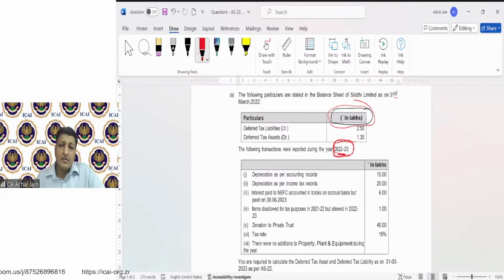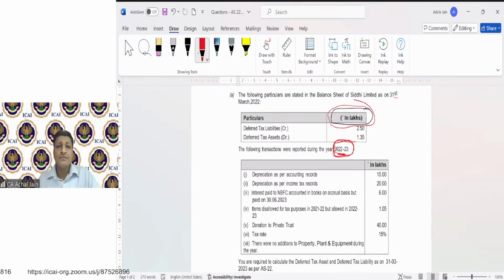Donation to a private trust, 40. Tax rate is also given to us, 15%. And there were no additions to property, plant, and equipment during the year. You are required to calculate deferred tax asset and deferred tax liability as at 31st March 2020 as per the requirements of AS 22. So you can just start solving this on your own. I am also getting onto the solution, but I would suggest that you don't follow me. Solve this on your own and start sharing your final answer.